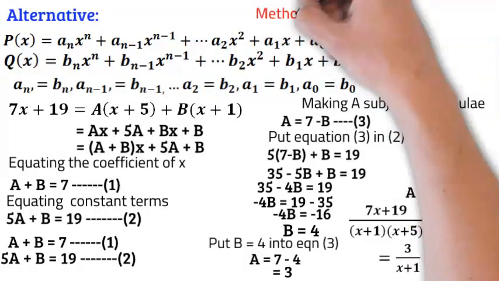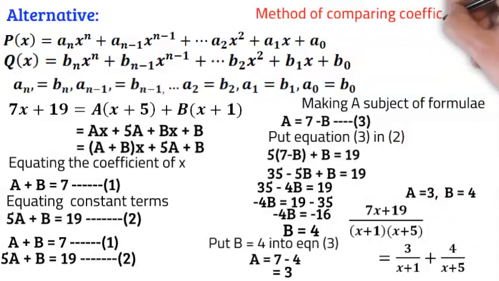So this method is called the method of comparing coefficients, and is justified by the statement on the equality of two polynomials.